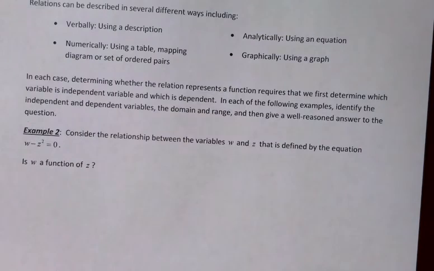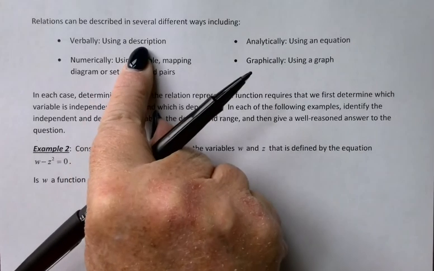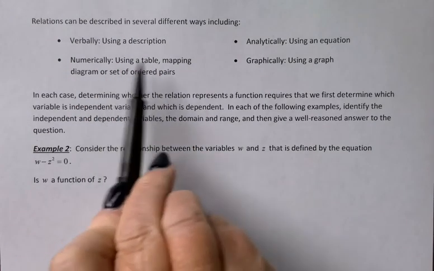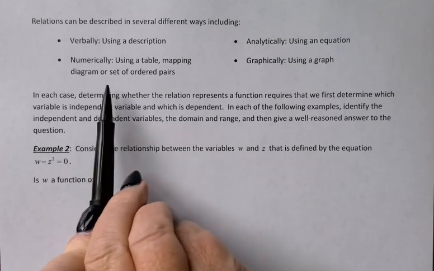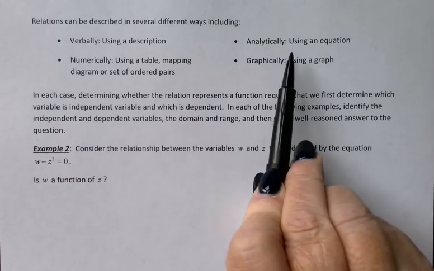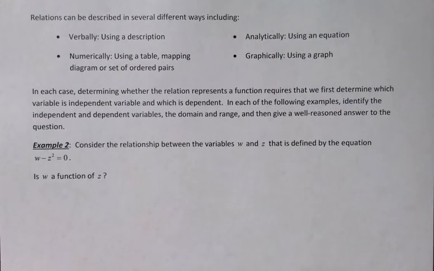All right, functions, or actually relations in general, can be described in a number of different ways. We can describe them verbally, using a description, which is what we just did with the presidents and the election years. We can describe them numerically using a table or a mapping diagram. A mapping diagram is the little diagrams that I was making with the arrows. We can do this analytically using an equation, or graphically by literally drawing a graph. So, in each case, determining whether a relation is or is not a function requires that we start by identifying our independent and our dependent variables. We'll do that in the next several examples.